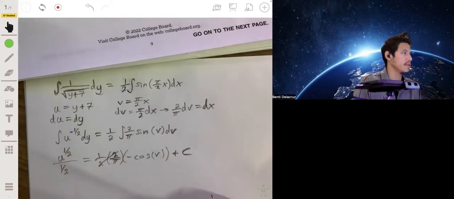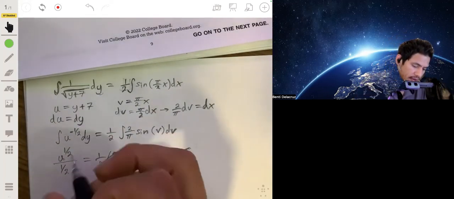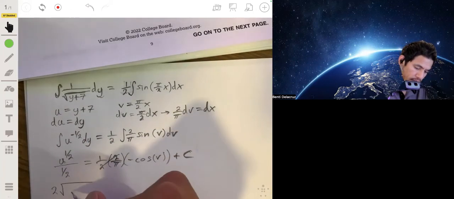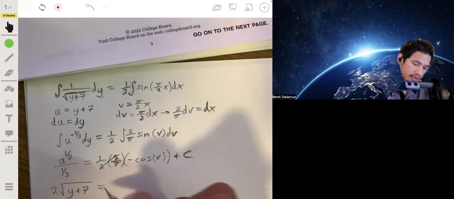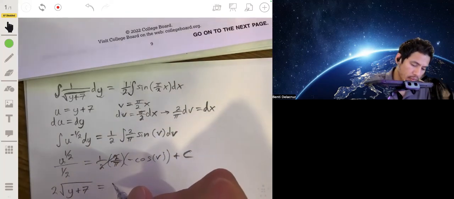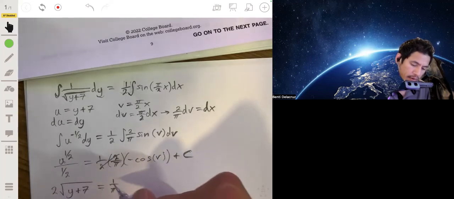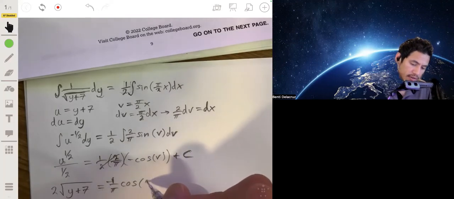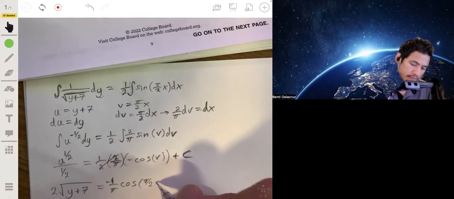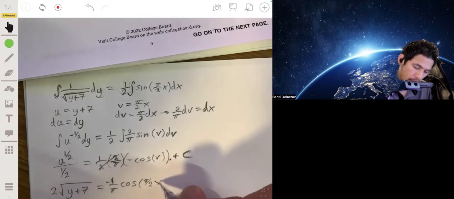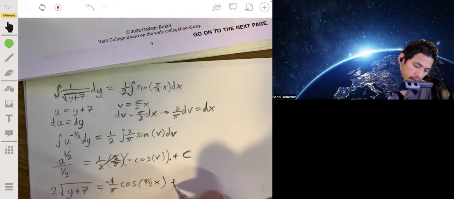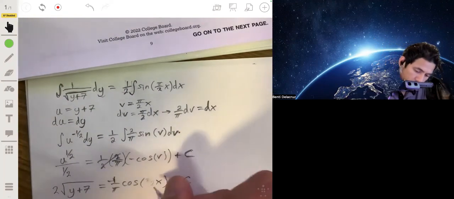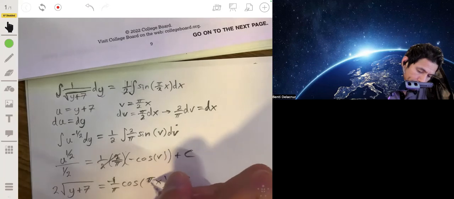Let's resubstitute u and v for y's and x's. So on the left side, we'll have 2 times the square root of y plus 7 is equal to negative 1 over pi times the cosine of pi over 2x plus c. Let me write my pi over 2 more cleanly so we don't mix that up.